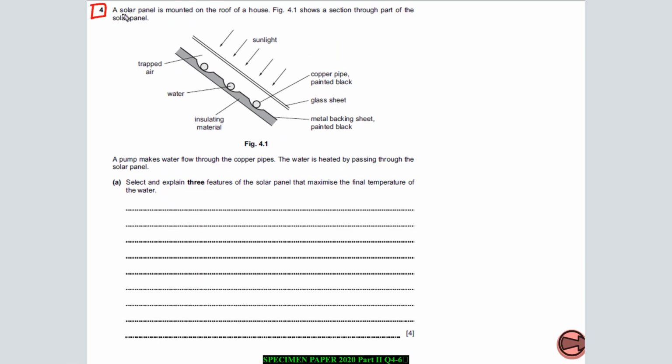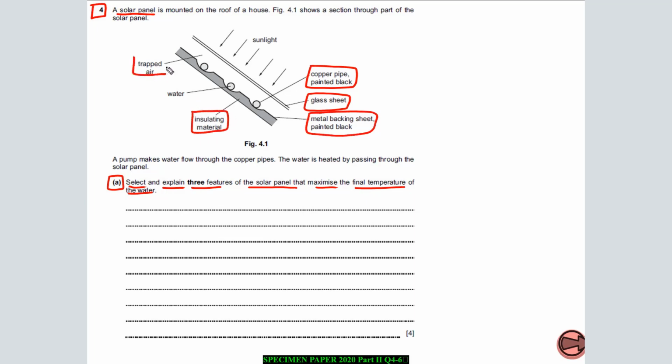Question 4, and this question is about the solar panel. The question is simply asking us to select and explain features of the solar panel to maximize the final temperature of the water. Here is a copper pipe that is painted black. We are also using a sheet of glass, and here is also a metal sheet that is also painted black. And we are using insulating material under the copper pipe, and trapped air.